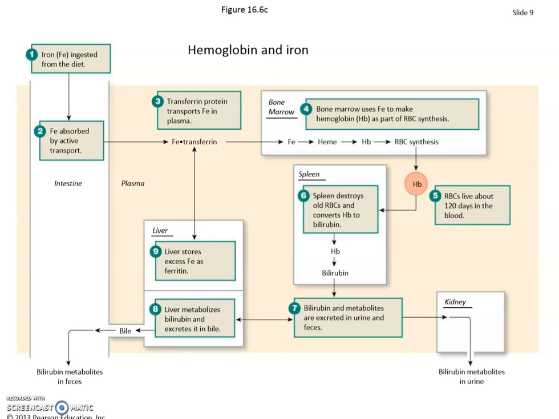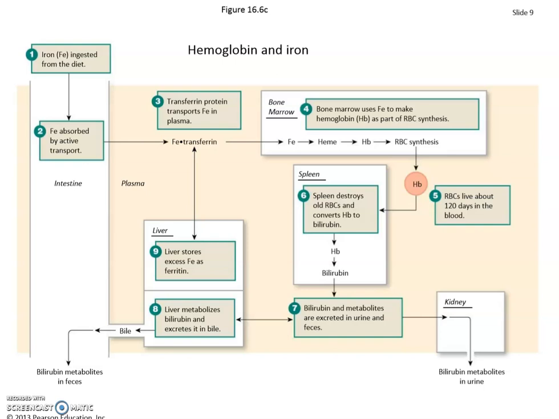So it's used for the heme group. The iron needs to be in the heme group for the hemoglobin and for the complete red blood cell synthesis. So then once we have hemoglobin, then we can fill it up into these red blood cells.